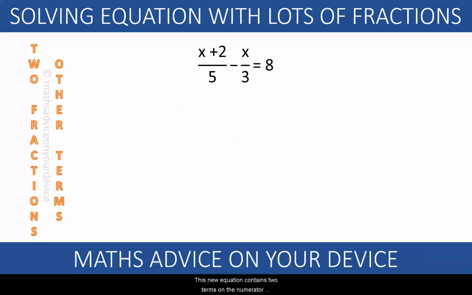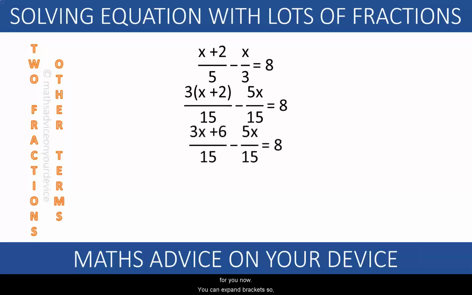This new equation contains two terms on the numerator of one of the two fractions, but this shouldn't be a problem for you now. You can expand brackets, so stop the video here and solve this equation. Right, 3x plus 6 over 15 minus 5x over 15 leads to the fraction minus 2x plus 6 over 15. Multiplying by 15, minusing 6, and dividing by minus 2 leads to x equals -57.